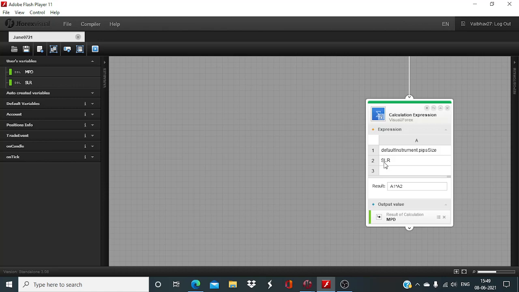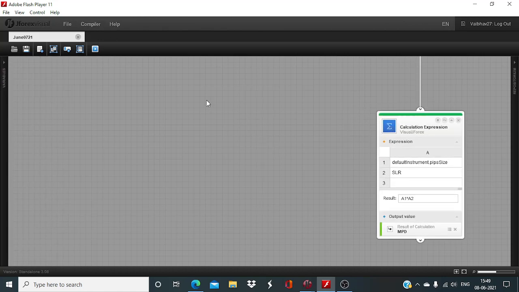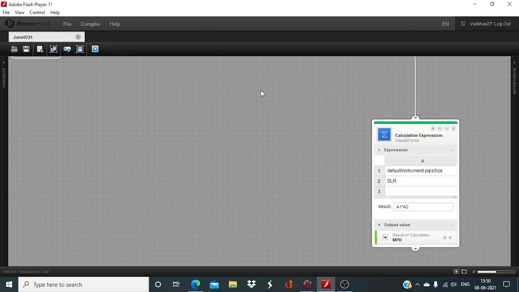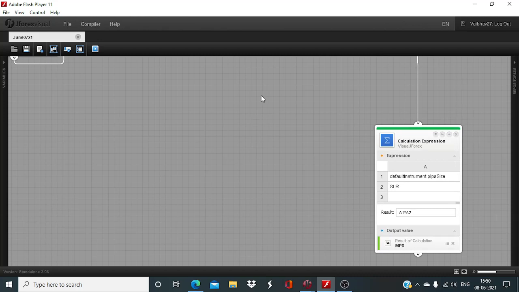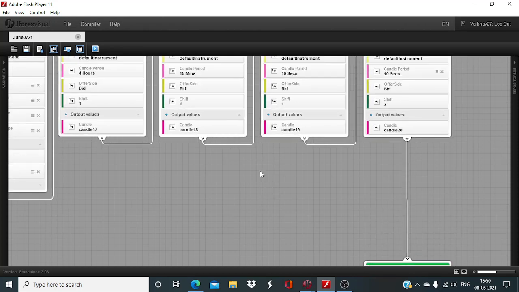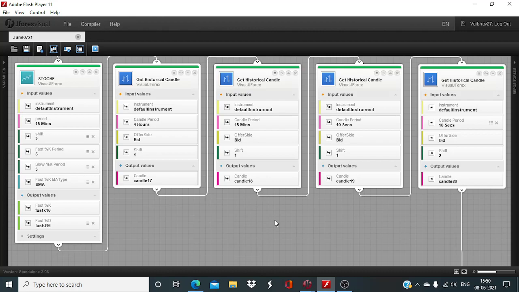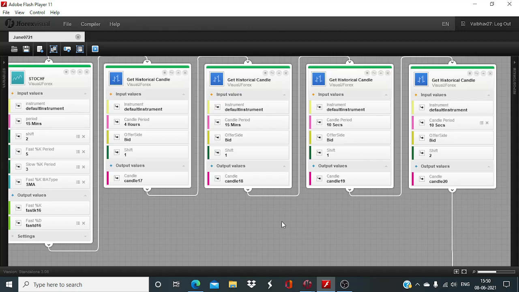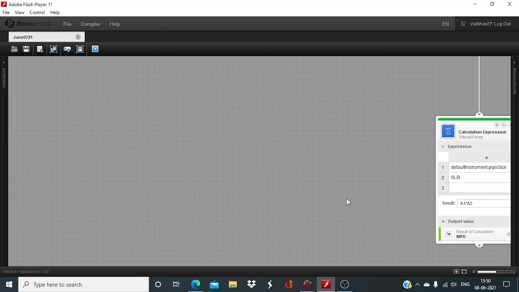It has 30 pips as the criteria, so we will need the last 4-hourly candle's high and low to be more than 30 pips apart, and that is going to help us in making sure that we are getting involved in the trade only when there is enough volatility, there is momentum in the price action, and we will be staying away from the trading when there is not much volatility. So that's the purpose behind adding this condition.